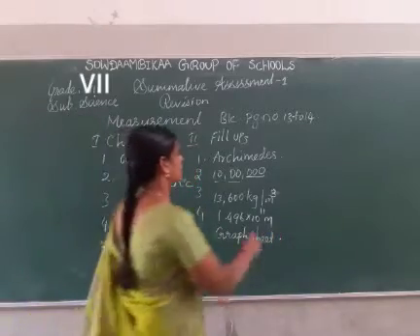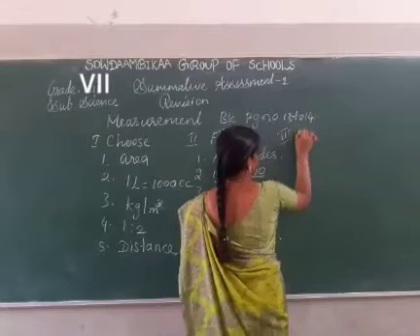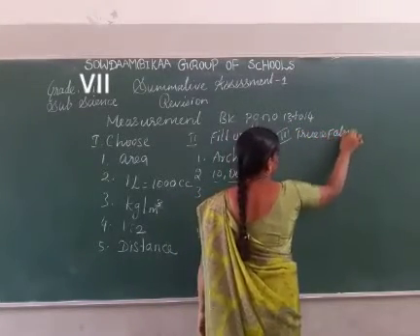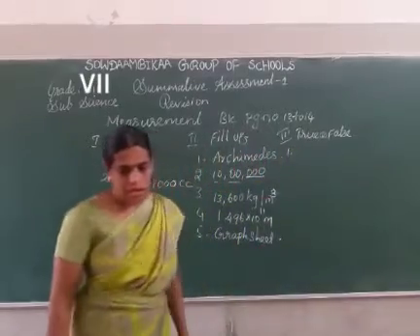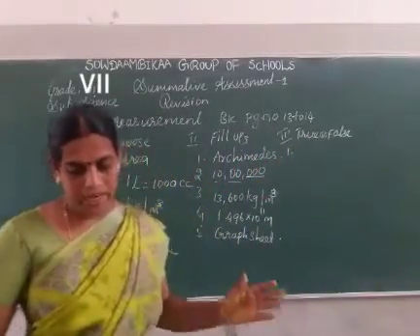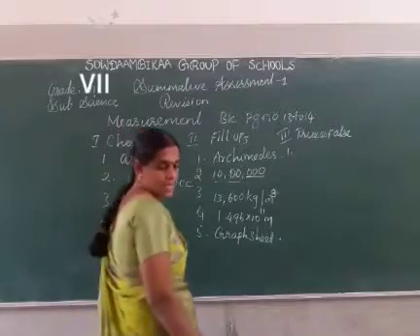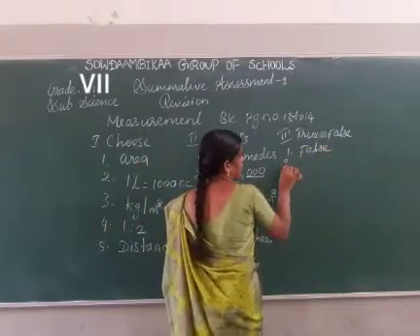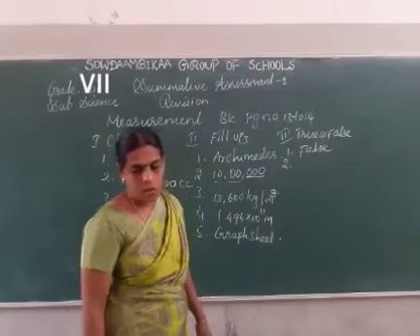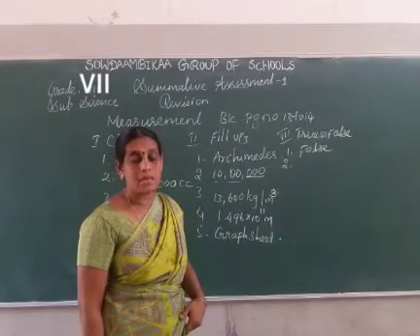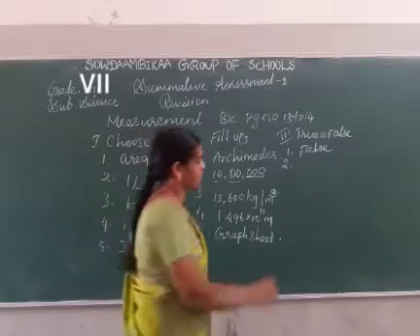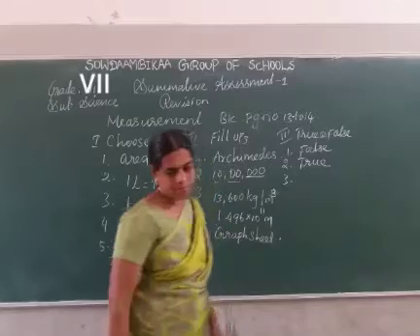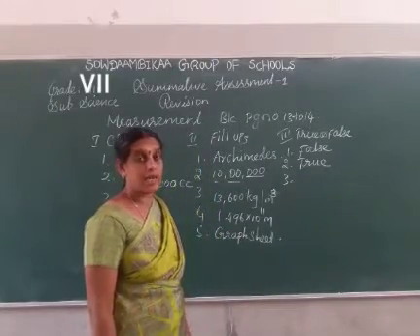Okay, next the third Roman, true or false. First question: the region covered by the boundary of the plane figure is called as volume. No, false. The second one: volume of liquid can be found using measuring containers. Yes, true.